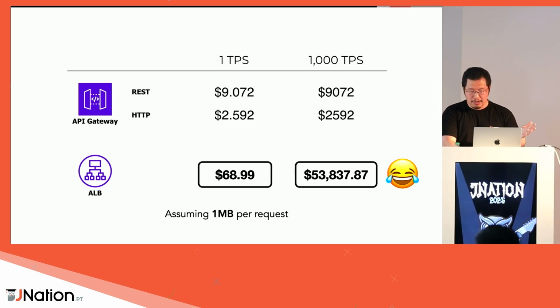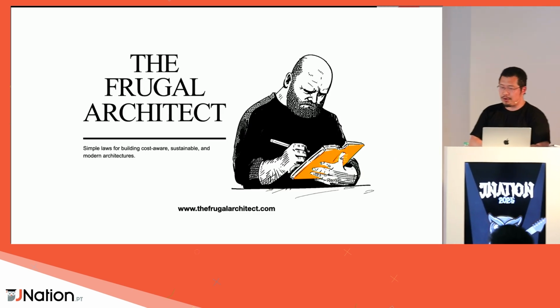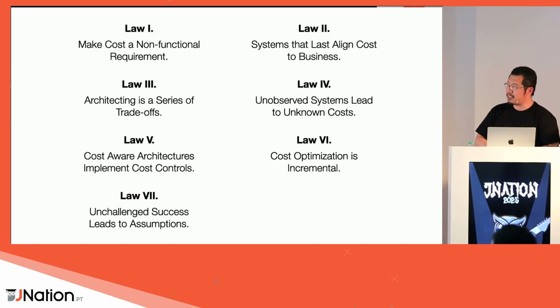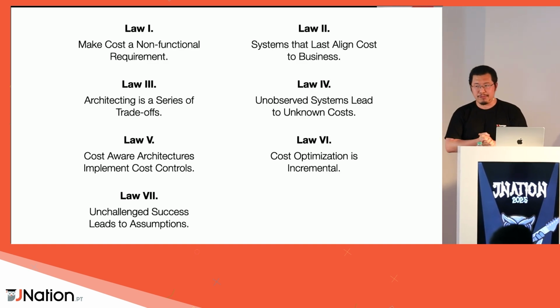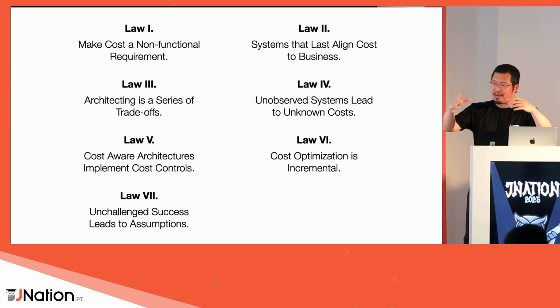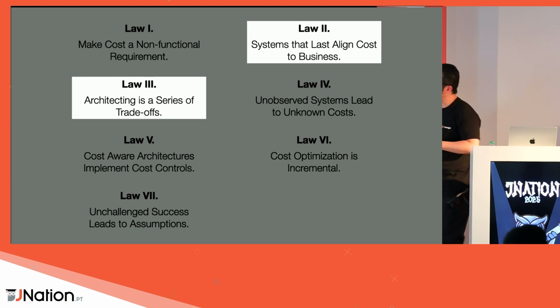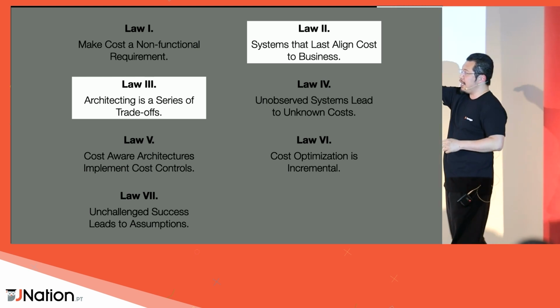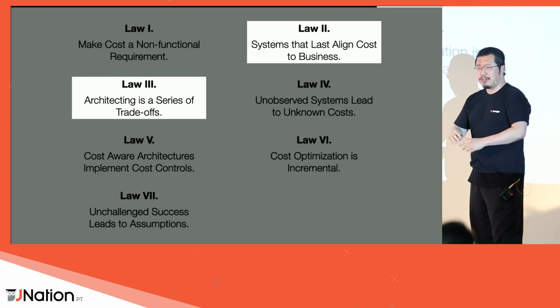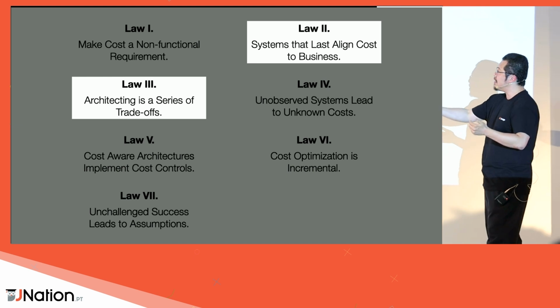So a couple of years ago, Werner gave us the Frugal Architect, where he gave us 7 different laws for the frugal architect to think about your architecture design, your system decisions, your design decisions. And I really like 2 of the rules. One is that architecture is a series of trade-offs. You're always trading off one thing versus another.